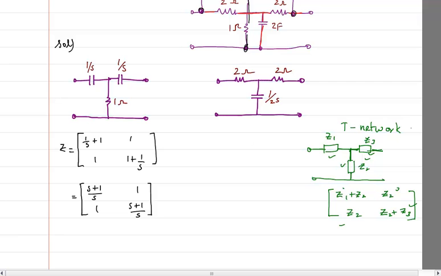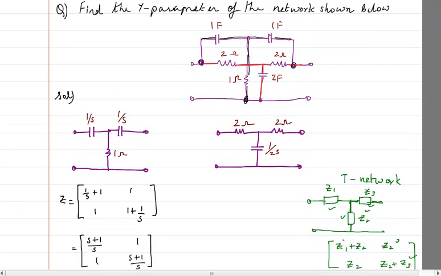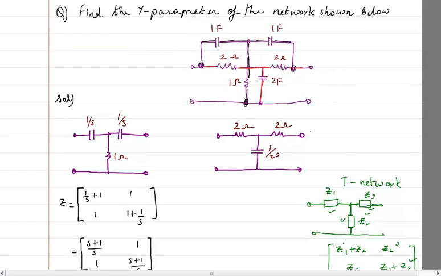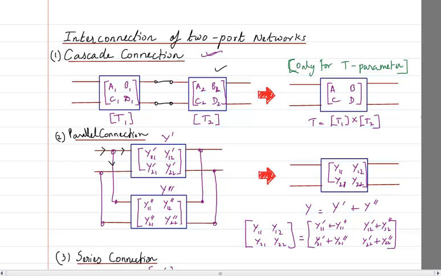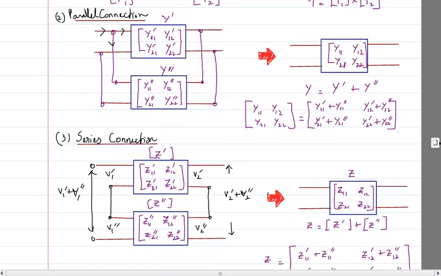Okay. And we know that for the case of parallel, this is a parallel interconnection. So you have to write that these two networks are connected in parallel. In case of parallel interconnection, we have seen that if you know the y parameter of the first one and the y parameter of the second one, the total y parameter will be the simple addition.